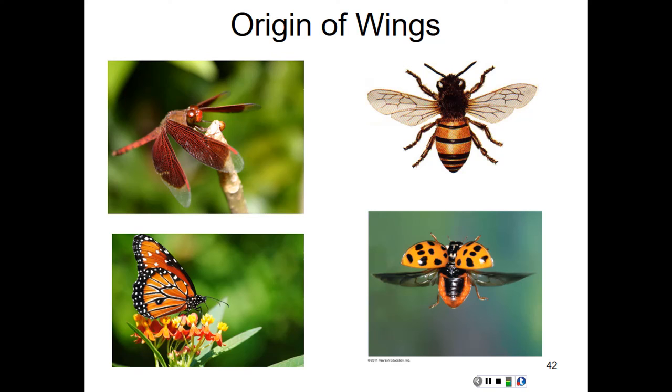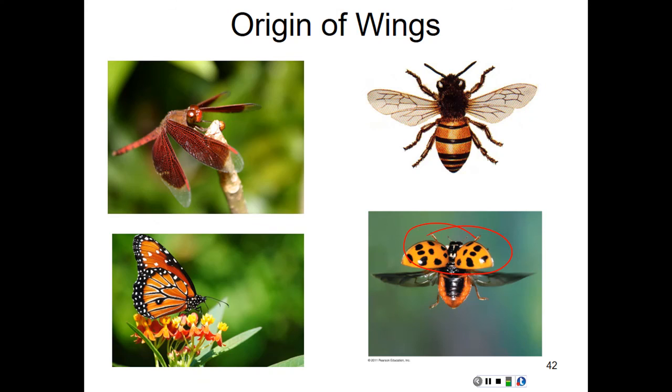There are many modern variations on wings. You have situations where you have two sets of wings that operate separately. You have situations where you have two sets that function as a unit. Or you can even have one set modified as a protective covering, like we see here in this beetle. So there's a lot of different variations on wings.